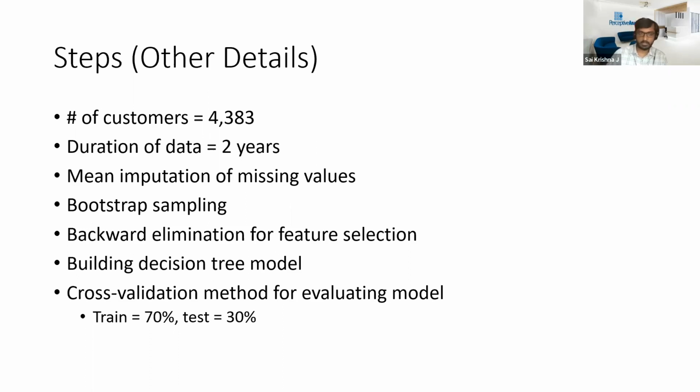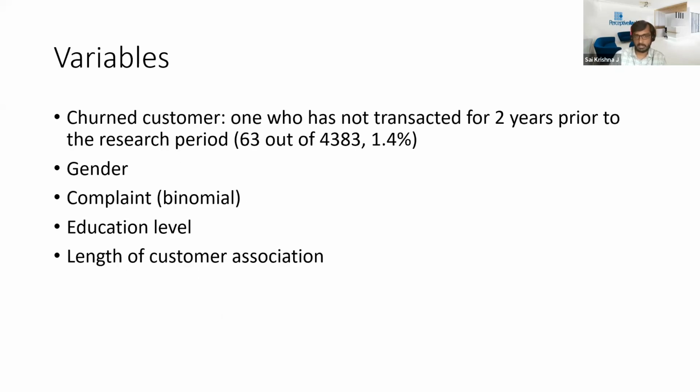Now, the next step that they did was something called Bootstrap Sampling. Okay, so the reason for doing the Bootstrap Sampling is to resolve the class imbalance. So they had 4,383 customers, and they were trying to model churn. Okay, but if you look at the data, the number of churned customers is just 63 out of the 4,383. That is only 1.4% of the customers had churned.